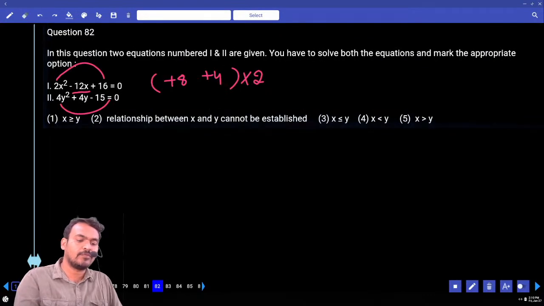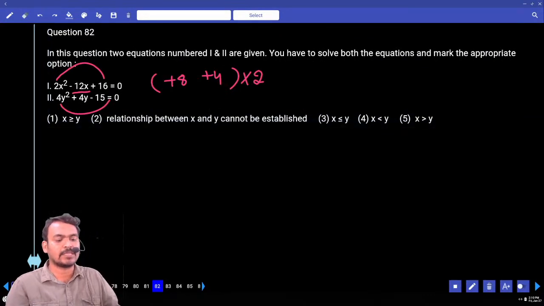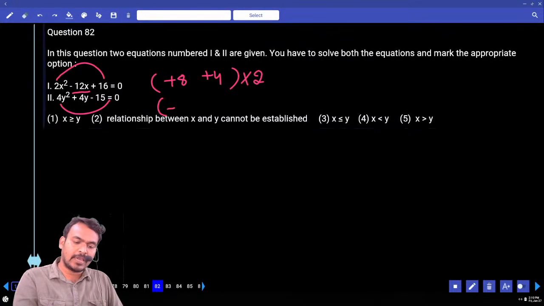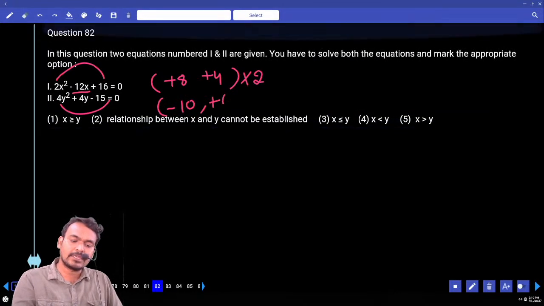Second one: 4 into 15, 60. But sum value +4, right? It means this one we write as 10 and 6. 10 6s are how much? 60. 10 and 6 difference is 4. One will be −10, another one +6, right?